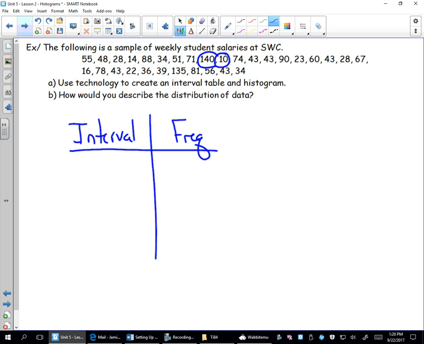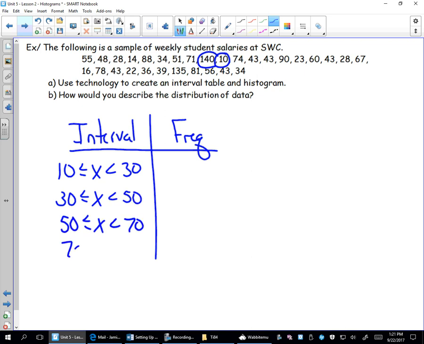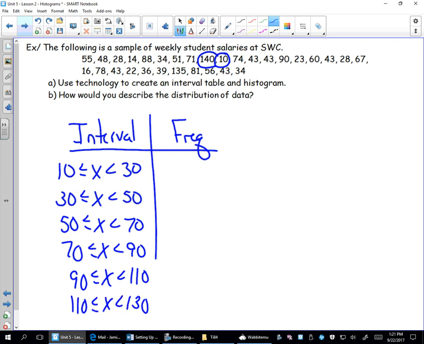So I could try going by, I don't know, tens if I want to, 10 to 20, 20 to 30, 30 to 40, 40 to 50, and so on. But if I do that, that's a whole lot of bars. 14 of them. It would work, but that's a lot. I don't want to write all those out. So how about we go by 20s? So I can go from 10 up to 30, and then 30 up to 50, 50 up to 70, and we're going by 20s here. I'm going to keep going until I get the last piece of data in there, and the last piece of data is 140. So I'm getting close.